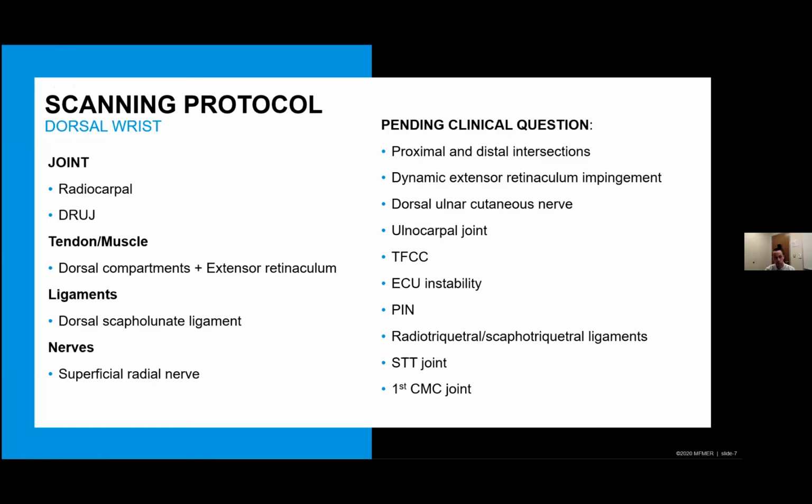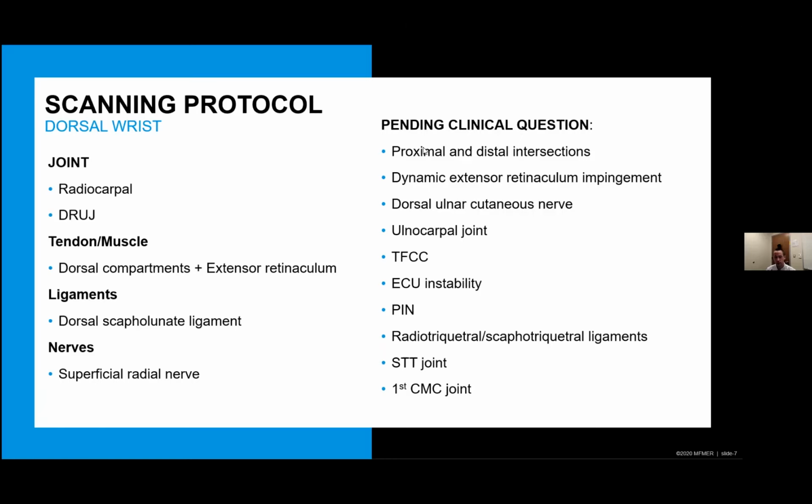So the scanning protocol for the dorsal wrist, there's things we need to get, and then things we can get pending the clinical question. Things we need to get: radiocarpal joint and the distal radio-ulnar joint. Then when it goes into the tendons and muscles, there's our dorsal compartments. There's 6 of these with 9 tendons, as well as the extensor retinaculum. Ligament-wise, we always get the dorsoscapholunate ligament, and then the superficial radial nerve.